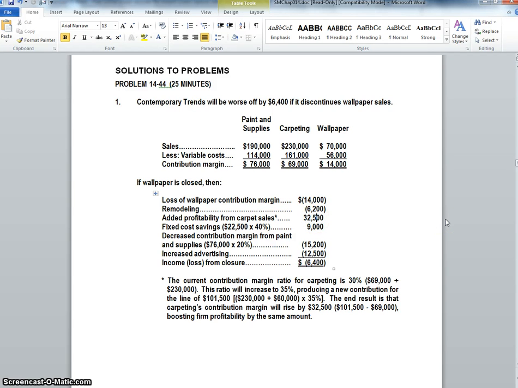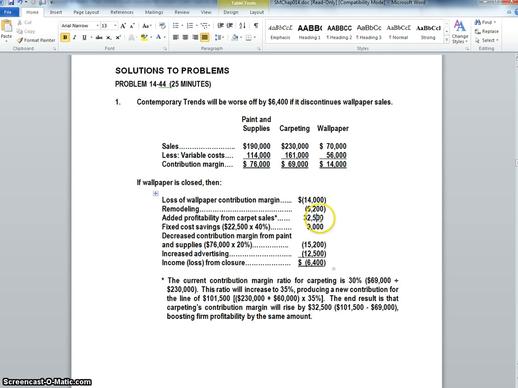You'd have the added profitability from carpet sales. Recall in the problem, they say if we close down wallpaper, we're going to reallocate that space to high-end carpet. So that is a boost to the business. That's an additive item here.